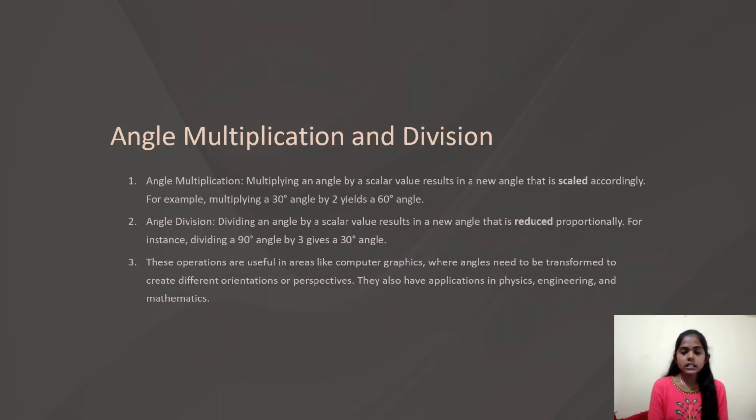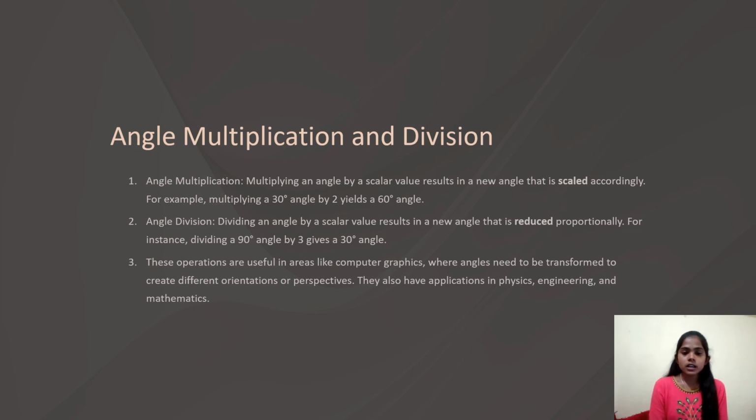Angle multiplication and division. Angle multiplication is multiplying an angle by a scalar value, resulting in a new angle that is scaled accordingly. For example, multiplying a 30-degree angle by 2 yields a 60-degree angle. Angle division is dividing an angle by a scalar value, resulting in a new angle that is reduced proportionally. For instance, dividing a 90-degree angle by 3 gives a 30-degree angle.